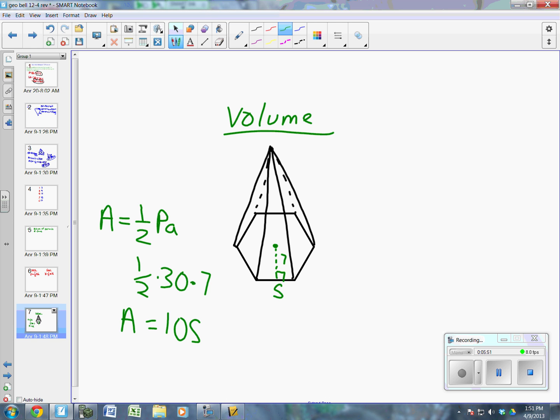105 square what? Whatever we decided to put it in. I didn't decide. I'm going to say it's inches. Each one of these is inches. Okay? What else do we need to know to find the volume of this?